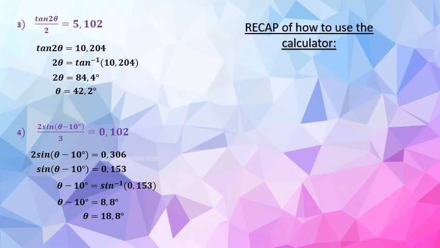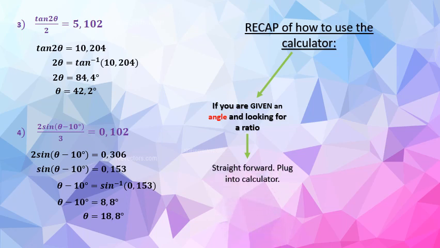Oh, never mind. A quick recap of how to use the calculator. There's always 2 situations. One, if you are given an angle and you're looking for a ratio. So that was Friday's work, the exercise before today's homework activity. If you are given an angle and you're looking for a ratio, it's super straightforward. You just plug everything as you see it in the question into your calculator, and you get your answer, and your answer is a ratio, so you don't need to use the degree symbol.